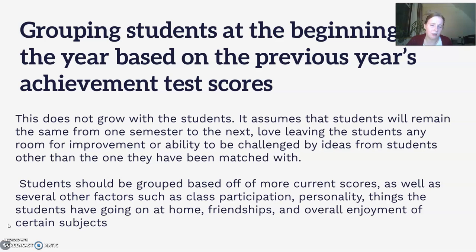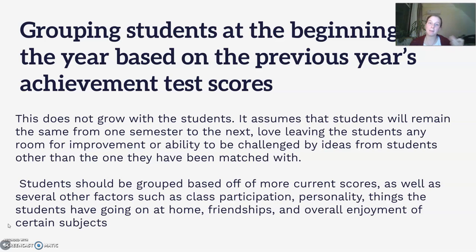Maybe at the beginning of the year, but be willing to adapt because students change. It doesn't grow with the students. It's assuming they're going to stay the same from last year to this year and so on. It doesn't help the students improve. So instead, group them off based off of current scores. Constantly test, constantly watch, and help see who is the introvert, who is the extrovert.